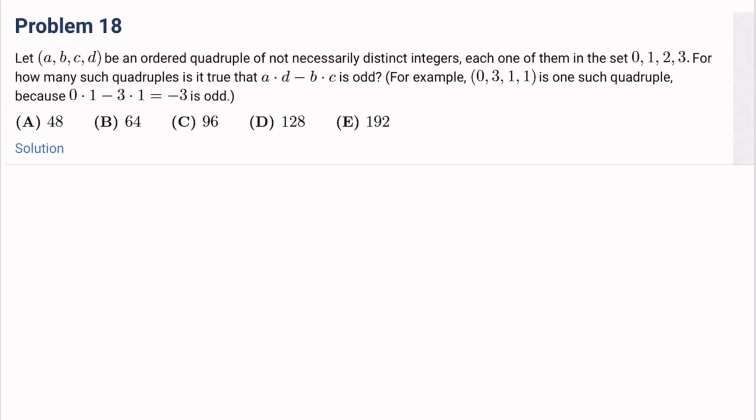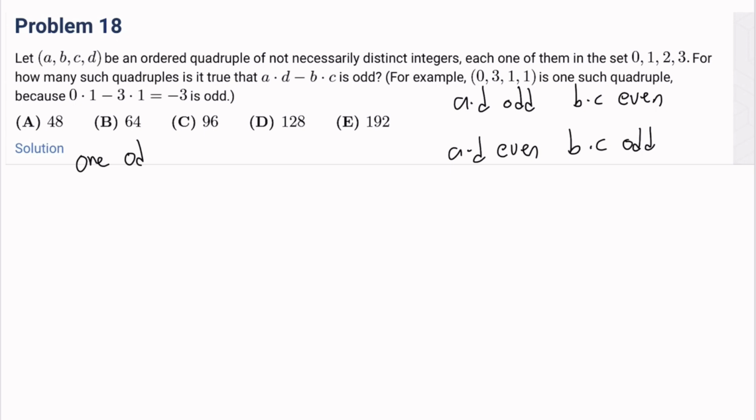Problem number 18. Let A, B, C, D be an ordered quadruple of not necessarily distinct integers, each one of them in the set 0, 1, 2, 3. For how many such quadruples is it true that A times D minus B times C is odd? For example, 0, 3, 1, 1 is one such quadruple because this is odd, right? Okay, so the only way that this can be is that A times D is odd and B times C is even, or A times D is even and B times C is odd, right?